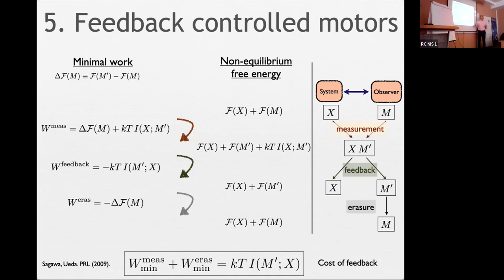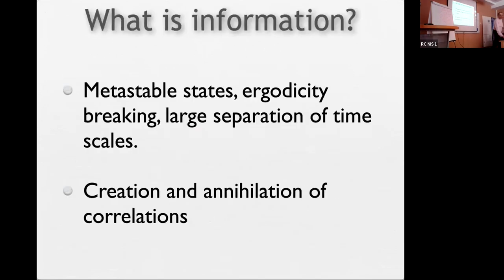And you can measure correlations with a correlation function, but the mutual information is a nice way of measuring correlation because it appears in the free energy. So the contribution of correlations to the free energy is the mutual information. So for them, information is just correlations that are created and destroyed in systems, in bipartite systems or in systems that are composed of two. And that's the end of the story. So correlation, and creation and annihilation of correlation.